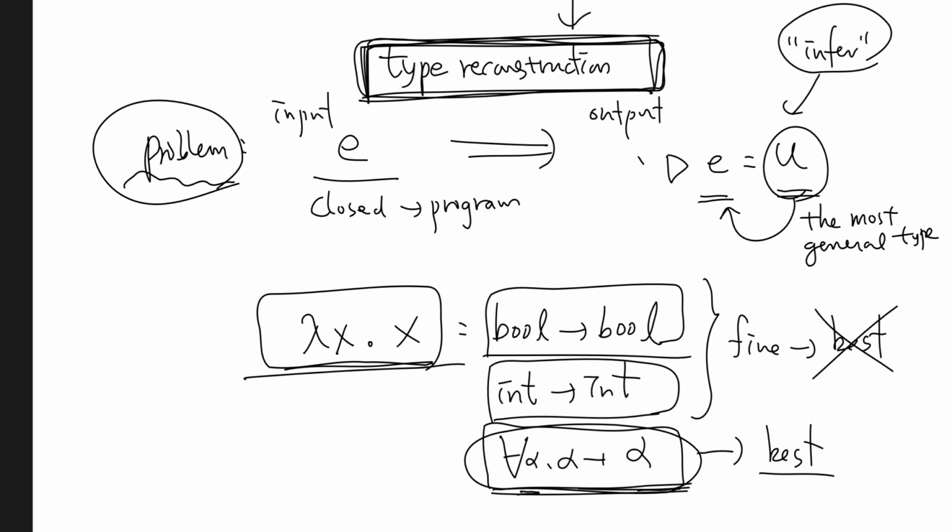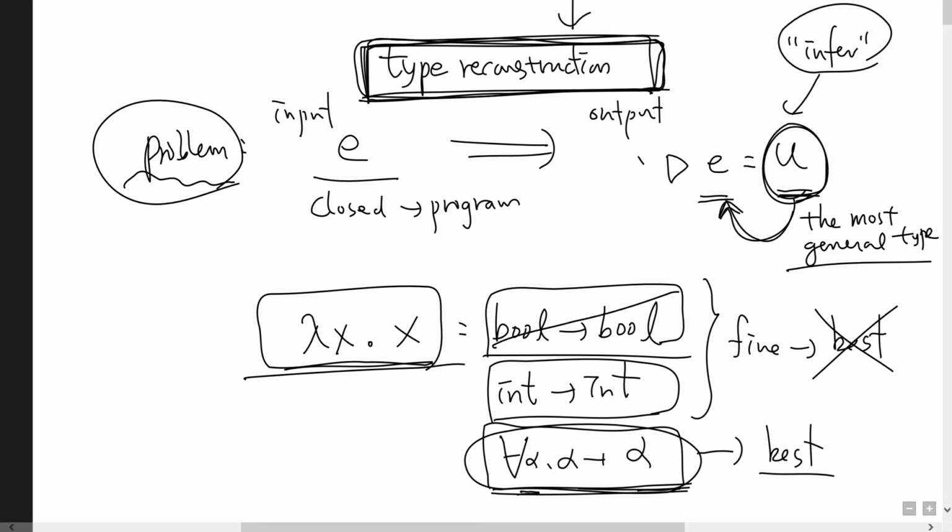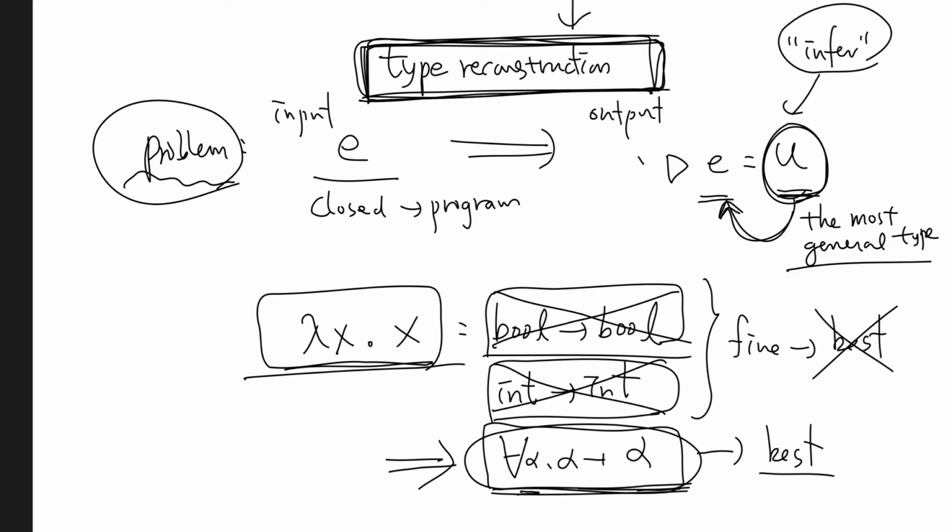So we will later make this statement more precise, but for now, let's remember that the type returned by the type reconstruction algorithm is going to be the most general possible type that can be assigned to the given expression. This is not the answer that we want from this type reconstruction. This is the answer that we'd like to see from this type reconstruction algorithm.